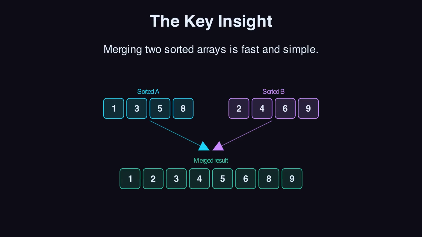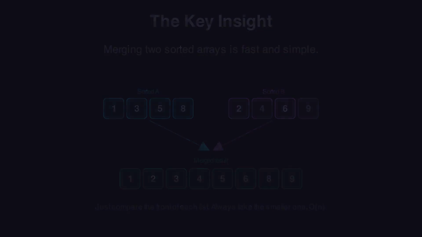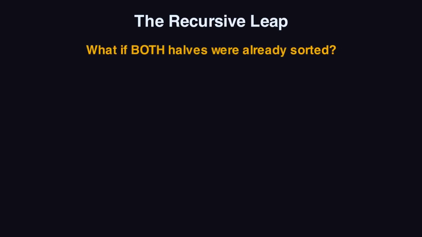Now here's the recursive leap. What if both halves of your array were already sorted? Then you just merge them, and you'd be done. But how do you get both halves sorted? The same way. Sort each half by splitting it in half and sorting those halves. This continues recursively until you reach arrays of one element, and a single element is trivially sorted.